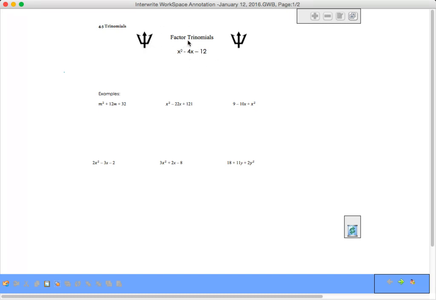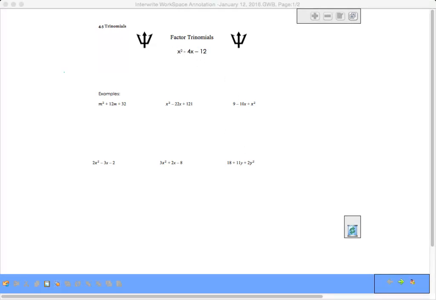We're still going to check for that, but if there's no GCF, the next thing we're going to check for is can it be factored using the Trident method. So here, x squared, negative 4x, and negative 12 have nothing in common. There is no GCF. So I'm going to show you how to do the Trident method.